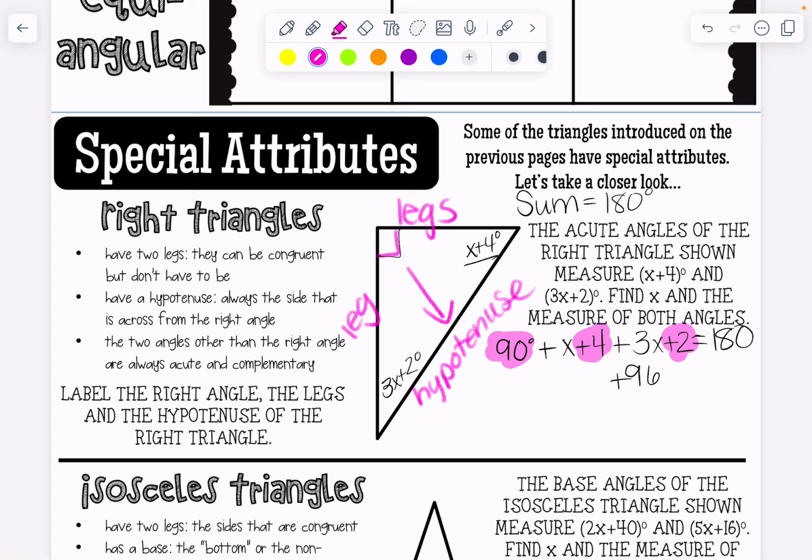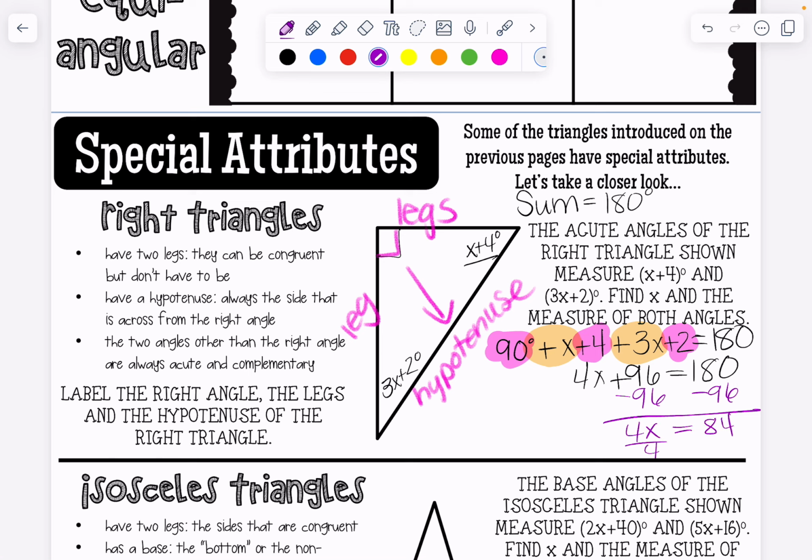I also have some like terms with my x's. I have a positive x there and positive 3x. So I have 4x plus 96 equals 180. And then we just go about solving our equation. I can subtract 96 from both sides, and I'm going to end up with 84. So 4x equals 84, divide by 4, and now I can solve that x is going to equal 21.